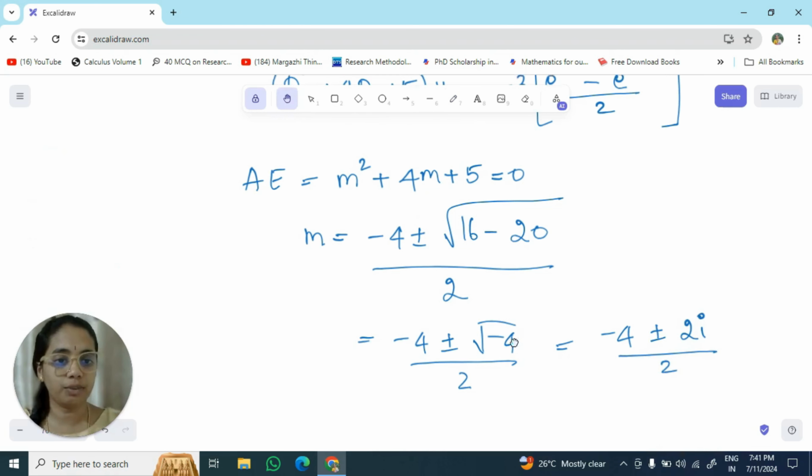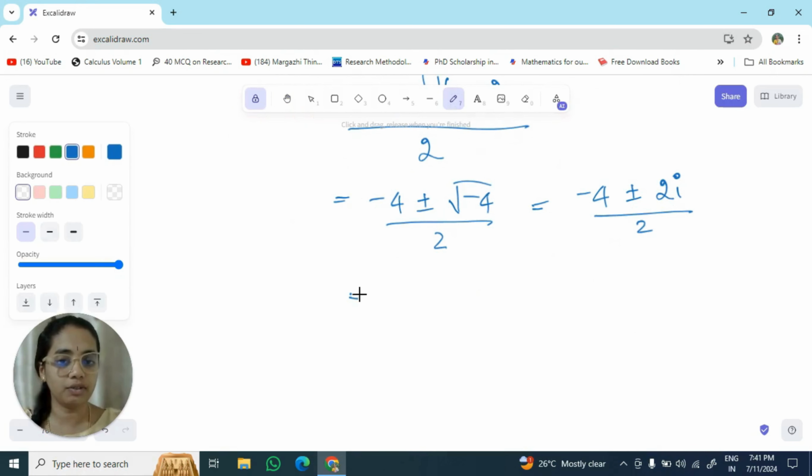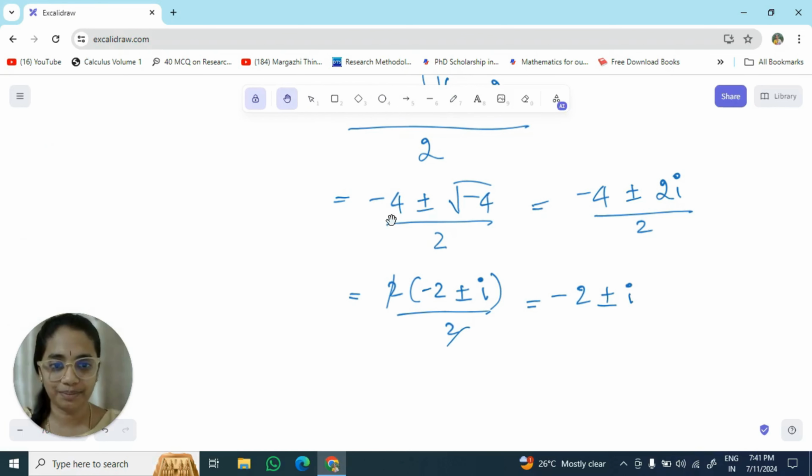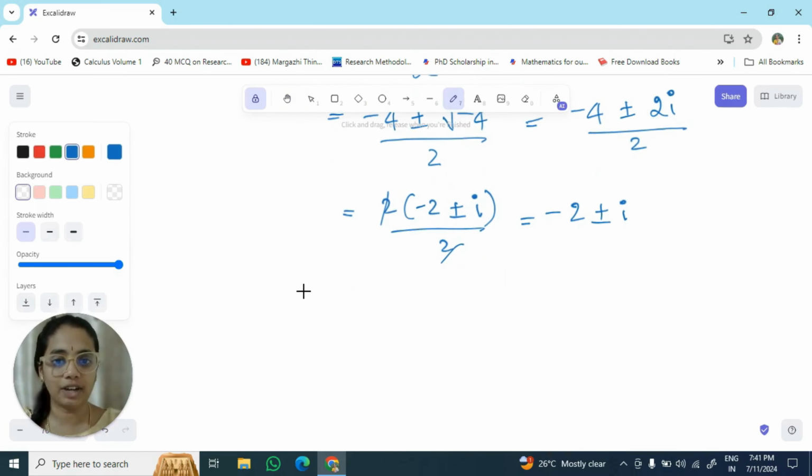So take out 2 as common. In the numerator we would get 2 into negative 2 plus or minus i, divided by 2, which is nothing but, 2 gets cancelled. We will be left with minus 2 plus or minus i. Yes, that is the value of m: minus 2 plus or minus i.